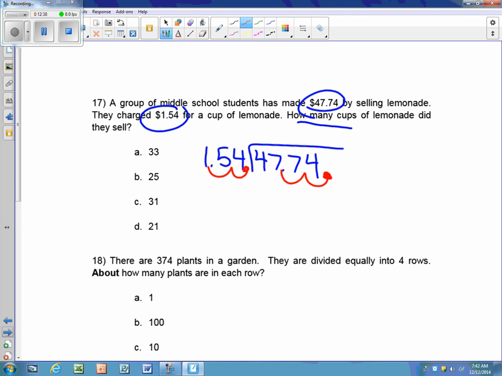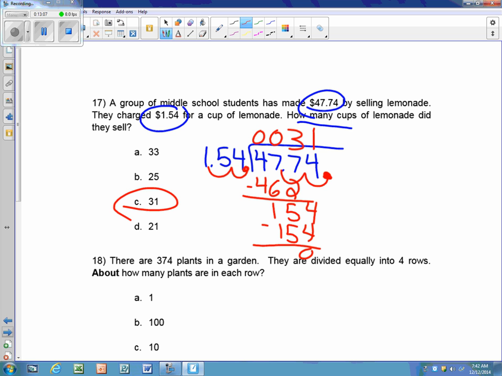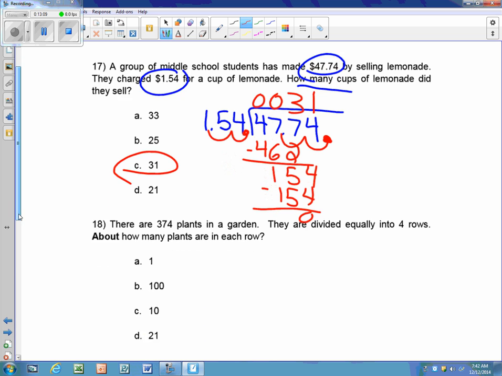So we divide, 154 cannot go into 4. 154 cannot go into 47. So now I look at 154 going into 477. So I'm going to just try a 3 because some of these choices are a 3 or a 2. And I'm going to multiply and subtract. And then 154 goes into 154 one time. So I see that they sold 31 cups. So my answer was C. And I can always do a check on the side.